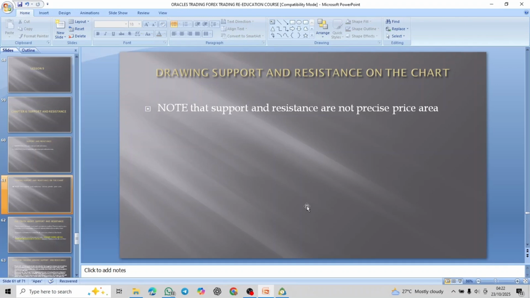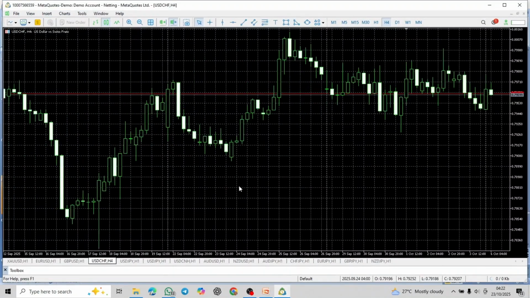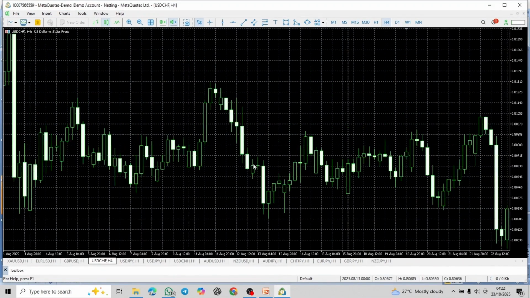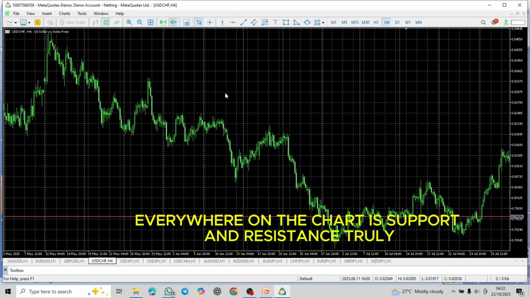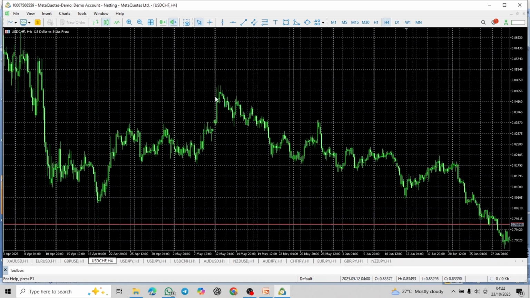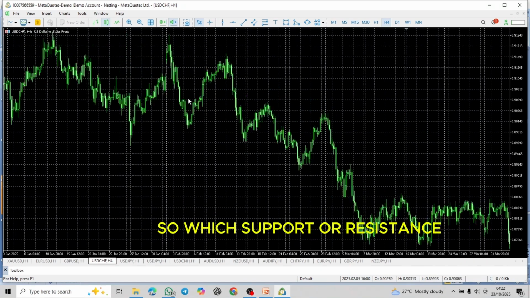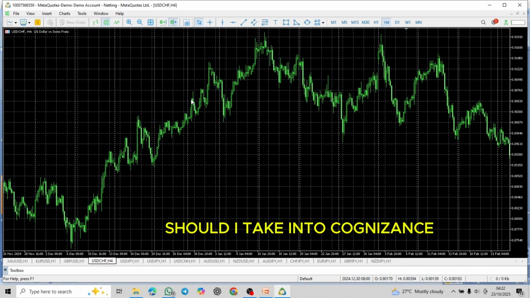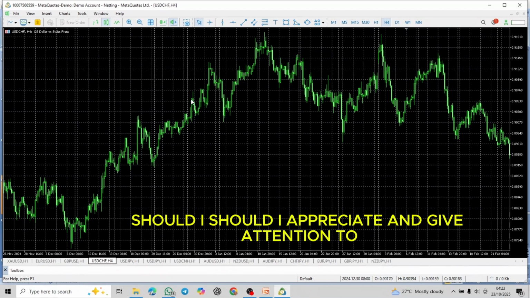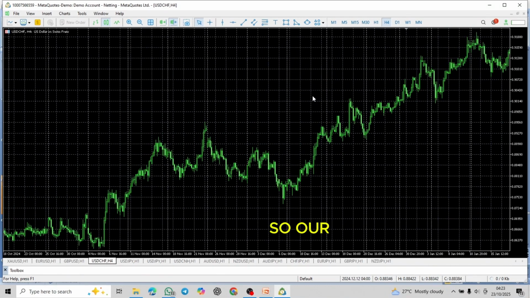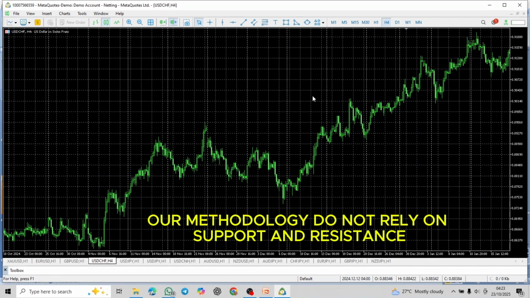If you look at your charts, just look at the charts. Everywhere on the chart is support and resistance. Truly. Everywhere is support and resistance. So which support or resistance should I take into cognizance? Which should I give attention to? So our methodology does not rely on support and resistance.